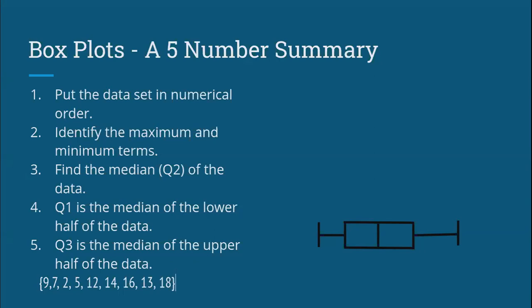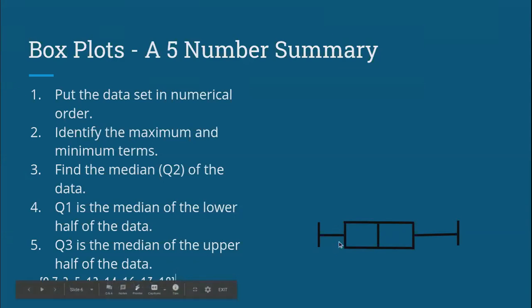Then 4th step, you find the middle of the lower half of the data, which we call Q1, and it'll all come together. And then Q3 is the median of the upper half of the data. So the Q means quartile. So what a box plot does, in essence, is it divides the data into 4 parts using 5 numbers.